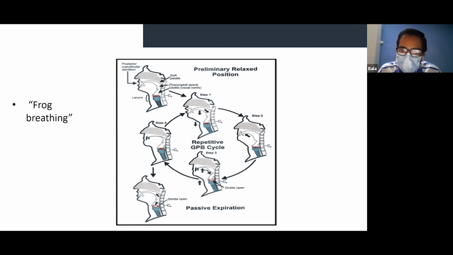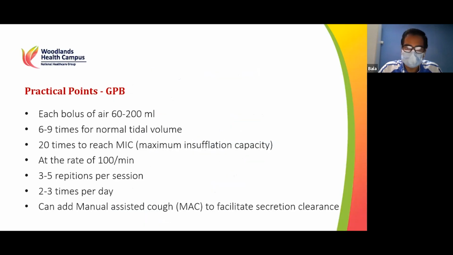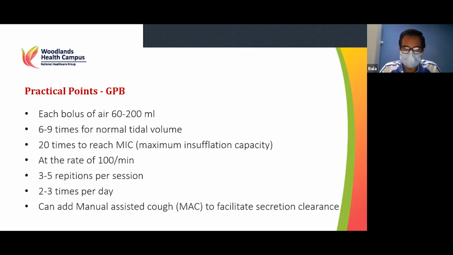It's very difficult. I think somehow patients learn it very easily. Poliomyelitis patients learn this naturally, and some of the NMD patients also have the ability to do frog breathing. It is similar to LVR. We are trying to increase lung volume. It is on par with LVR.